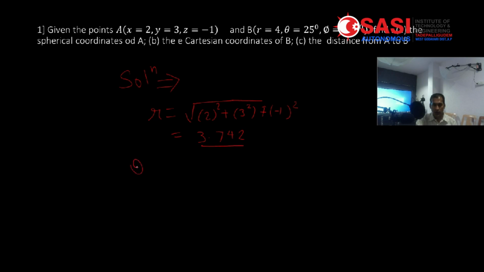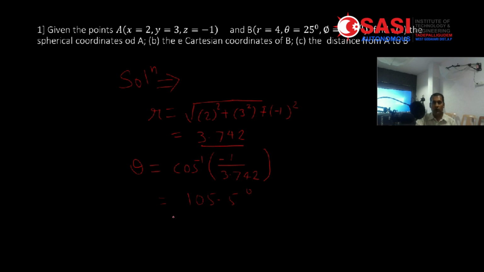Then we can find out the theta by using the formula we discussed in the previous session. By using simple trigonometric law we can find out. So here theta is equal to, say, cos inverse of -1 upon 3.742. This is our r. So if we solve this we will get theta is equal to 10.5 degrees. So this is theta.